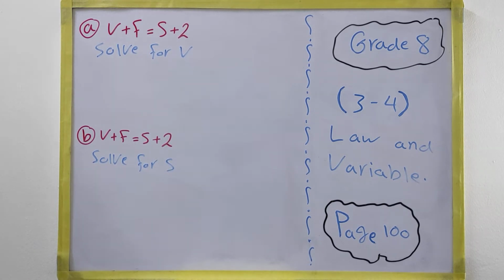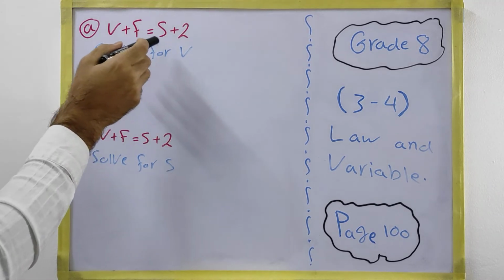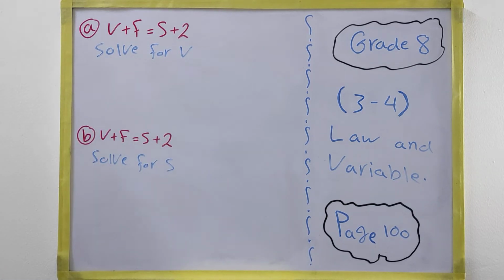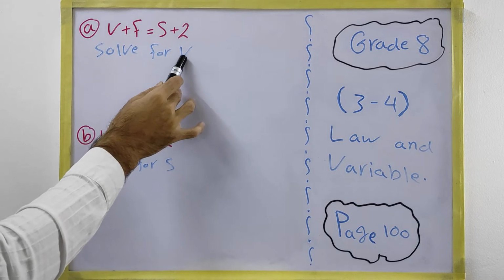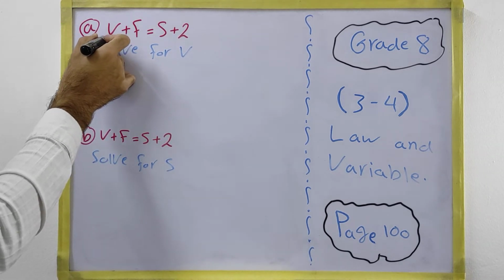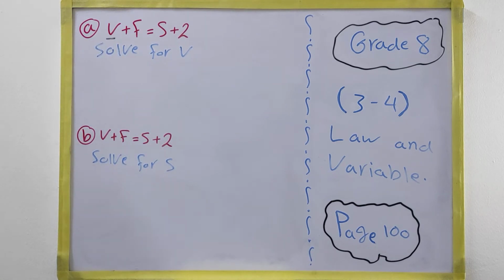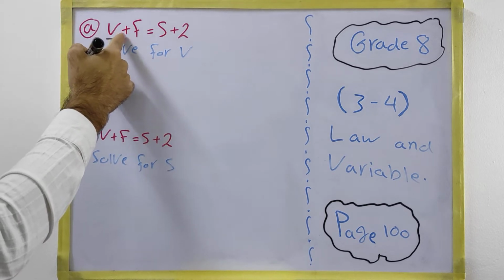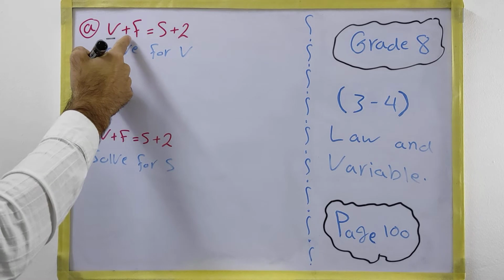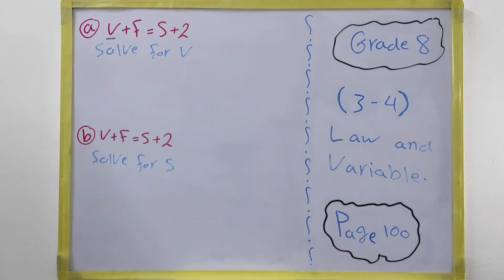In the other lessons we have studied that whenever we solve for something, it means we put this letter, this variable, on one side of the equation, and all the others we bring to the other side. Now when it asks us to solve for v, it means we need only v on one side of the equation. We need to bring all others to the other side. Here we have v plus f equals s plus 2. Plus f, we have to change to the other side.